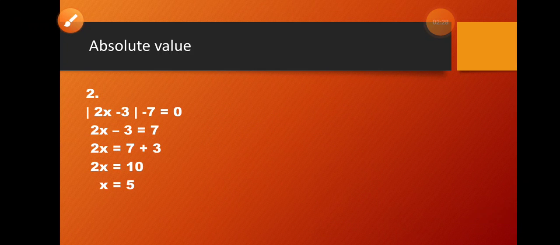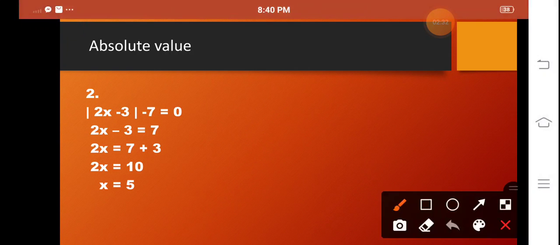Let us take another example. What if we have the absolute value of 2x minus 3, minus 7 is equal to 0? We have to write first into this form. We get 2x minus 3 is equal to 7.